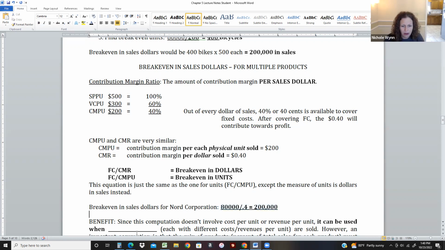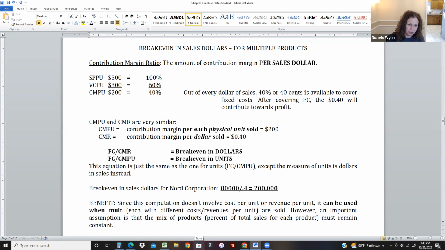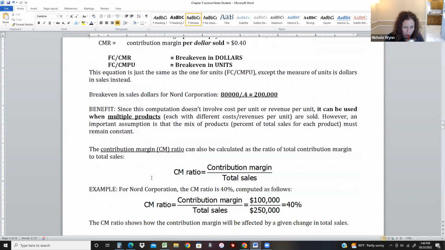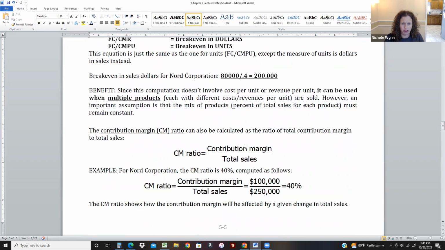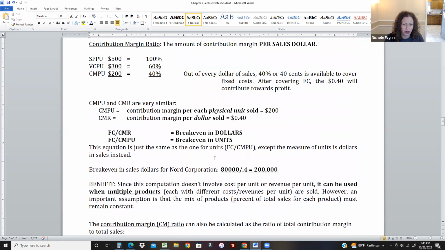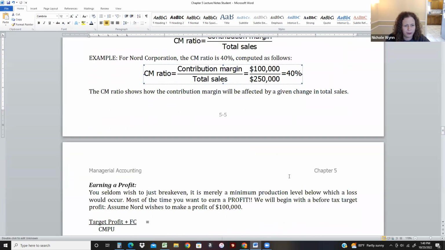The main benefit to this is that in most businesses, you have to use the CMR, because you have multiple products. When you have multiple products, you don't have a choice. You have to use the CMR instead of the CMPU. So the two different ways you compute the CMR are, one, just using the units and doing 200 over 500, but you can also do it as 100 over 250.